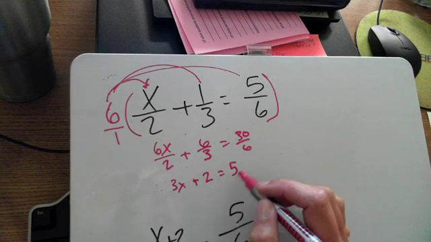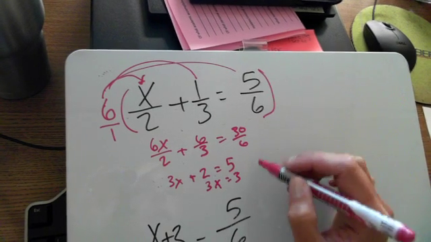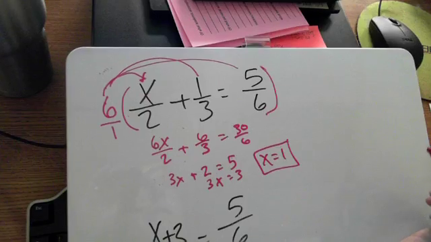So we will subtract 2, which leaves 3x equal to 3. Divide by 3, my final answer, x is equal to 1.